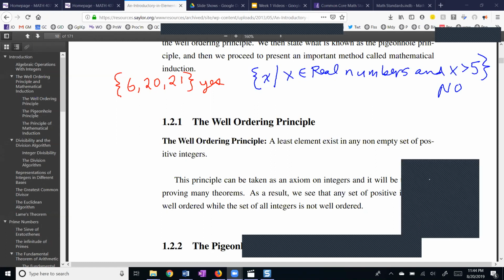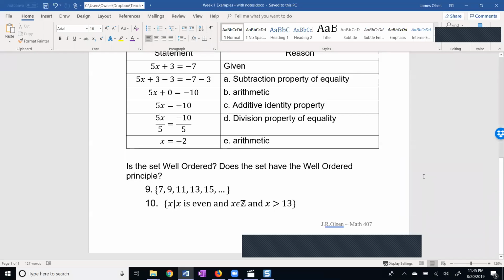Now let's look at our last two examples. Number 9 is the set 7, 9, 11, 13, 15, and so on. This is an infinite set. It looks like it's the odd numbers 7 or greater. And this set does have the well-ordering principle.